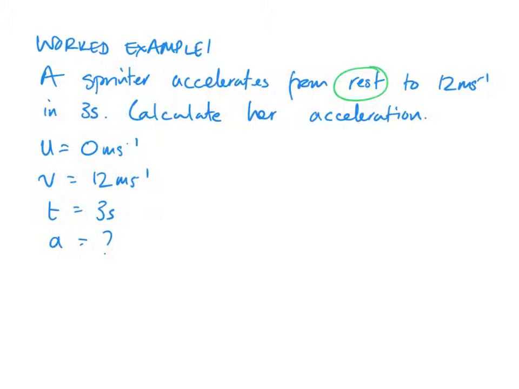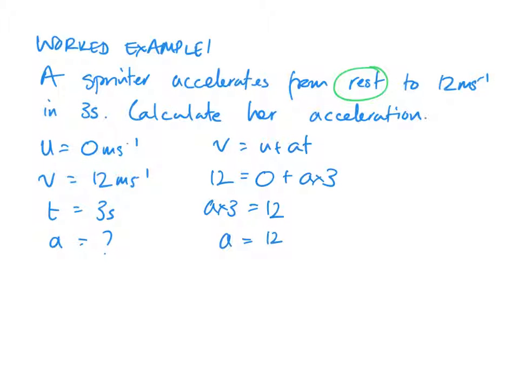So standard problem solving technique. What we're being told, what we're being asked, and then what links them together. So at Higher, the relevant formula is V equals U plus AT. Substituting in, 12 equals 0 plus A times 3. And then rearranging, well, 0 plus anything is just it. So we've got A times 3 equals 12. Just swapping both sides. And then divide both sides by 3. And we get the acceleration is 4 meters per second squared.